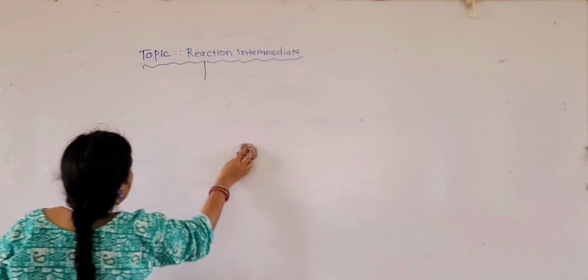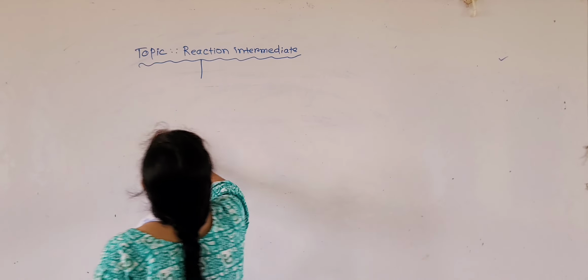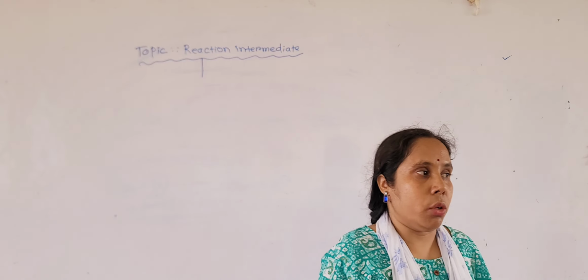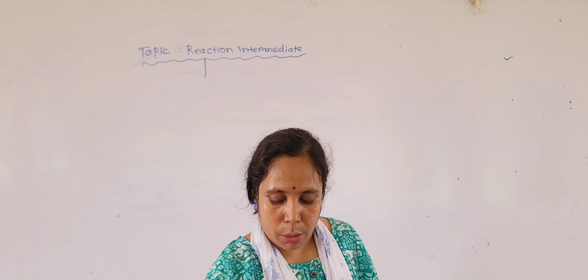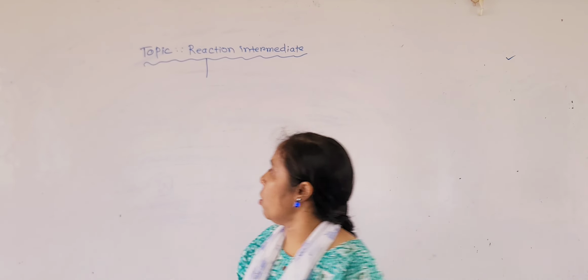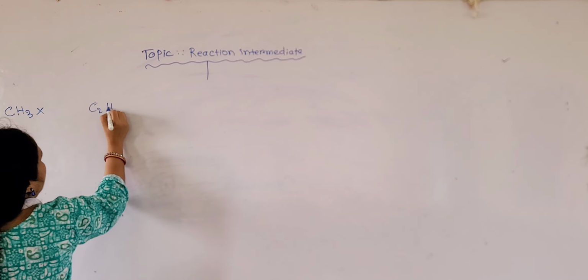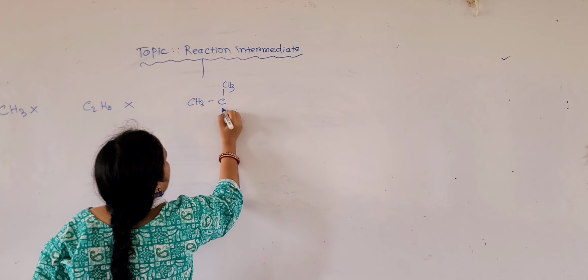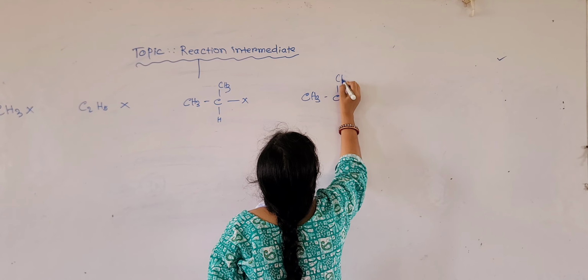So just try to understand their classification. Based on the structure, the carbocation can be divided into 3 parts: primary carbocation, that is 1 degree carbocation, 2 degree carbocation, that is secondary carbocation, and 3 degree carbocation, that is tertiary carbocation. For making those you also need substrates. As I already tried CH3X, now C2H5X, the isopropyl substrate, and the tertiary butyl substrate.